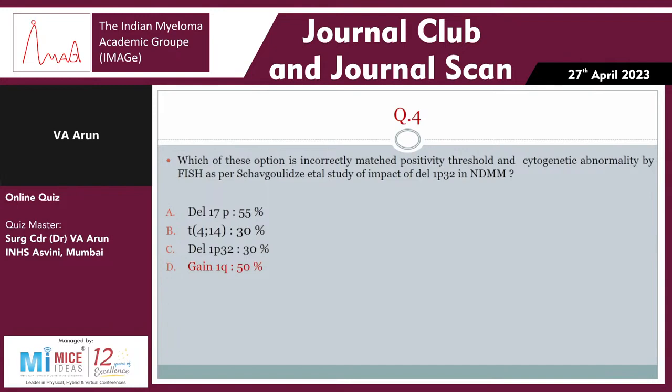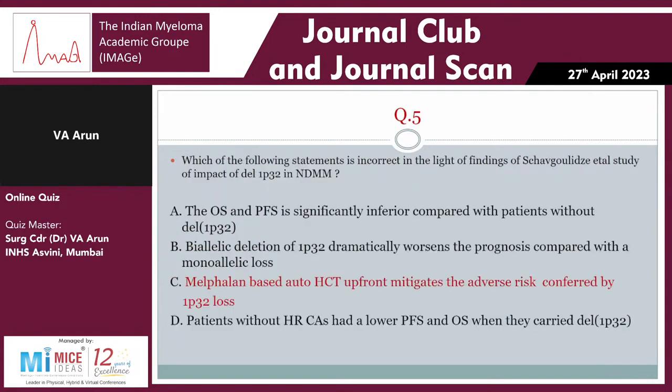The last question. It was amply discussed and brought about by Dr. Sumit in his presentation that an upfront melphalan-based transplant doesn't mitigate the adverse risk conferred by a 1p32 loss. We don't have answers for this. So maybe in times to come, we may have to choose our therapy, which is both risk adapted and in fact dynamic risk adapted as per the cytogenetics and the response to therapy.